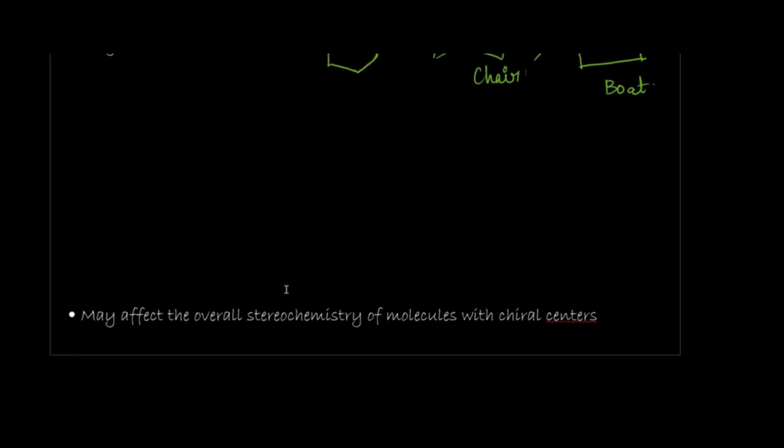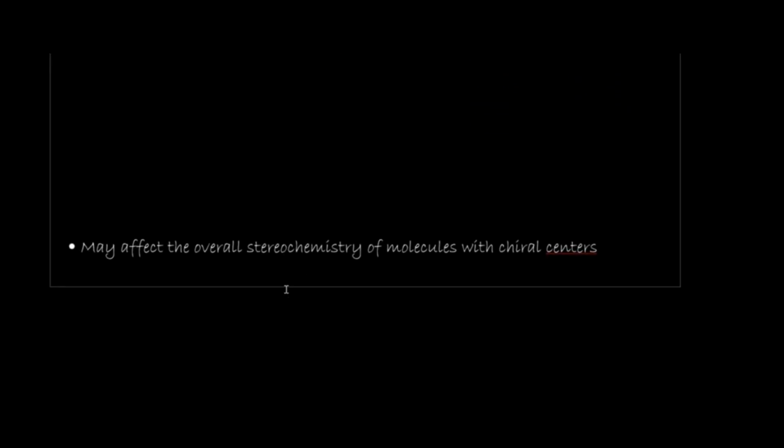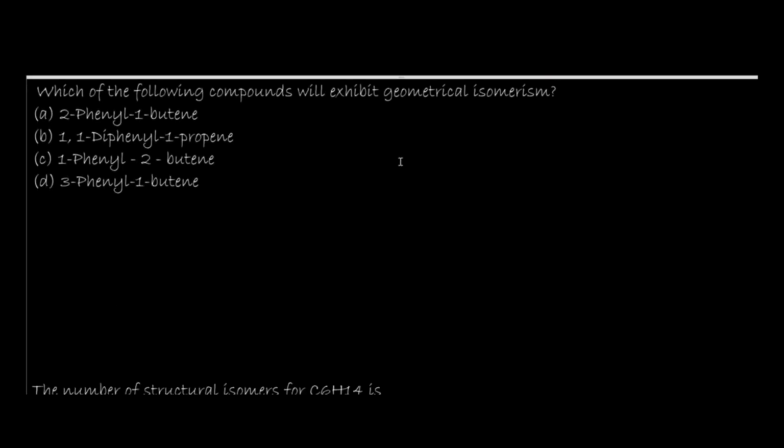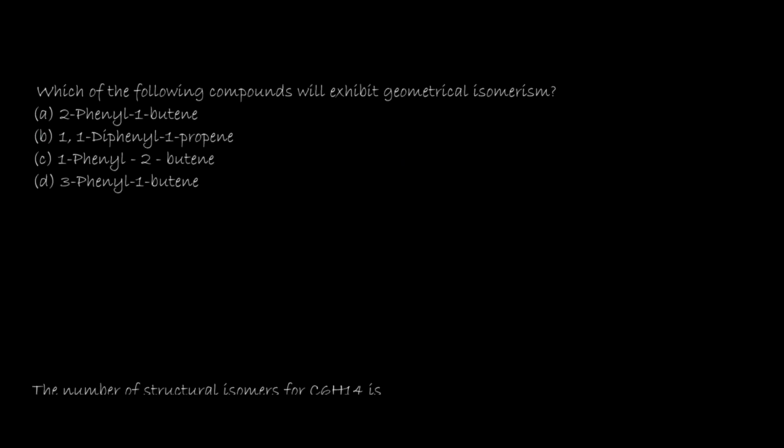So by this, we just finished the theory part. Let's see whatever we have learned, can we solve those questions through this? The first question is: which of the following compounds will exhibit geometrical isomerism? Option A, 2-phenyl 1-butene. Quickly we'll draw the structure. 1-butene and 2-phenyl. And 1,1-diphenyl 1-propene. This is A.